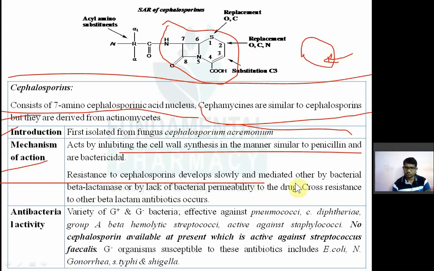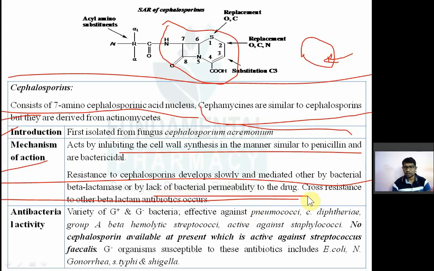Now resistance to cephalosporins develops slowly, and it is mediated by bacterial beta-lactamase. So those bacteria which produce the beta-lactamase enzyme are resistant to penicillins as well as cephalosporins. Also, they decrease the permeability to the drug, so the drug will not easily get entry into the cell. There is also cross resistance to other beta-lactam antibiotics.